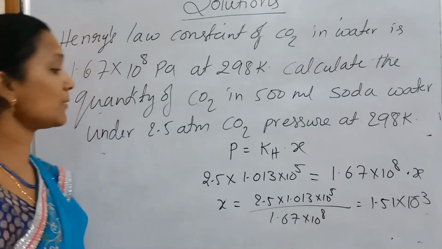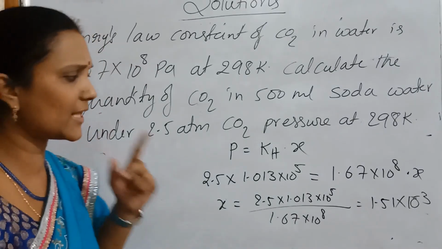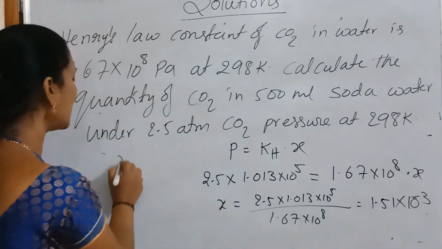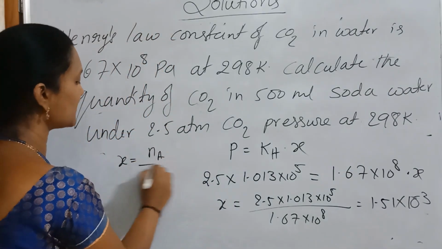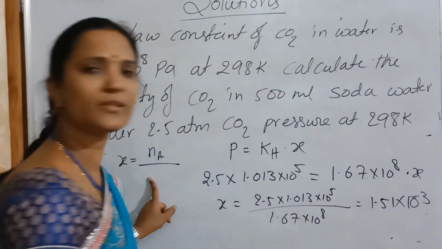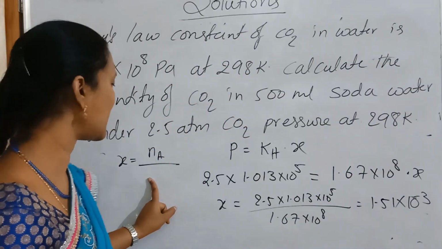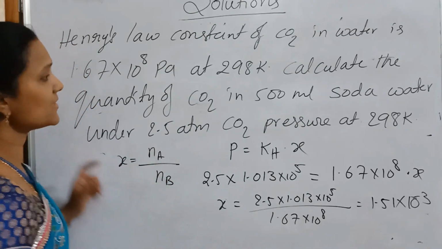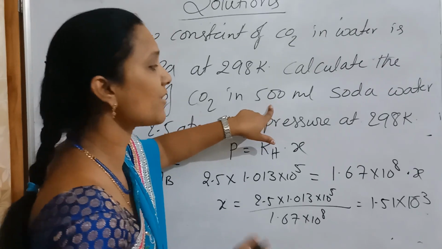Okay, 1.51 into 10 power minus 3. This X value is less. So what is the formula? X is equal to number of moles by total number of moles. Once you observe this, the X value of 10 power minus 3 is a very small value, so we can neglect Na here. So it is direct Nb. Nb means number of moles. How much is given? 500 ml.